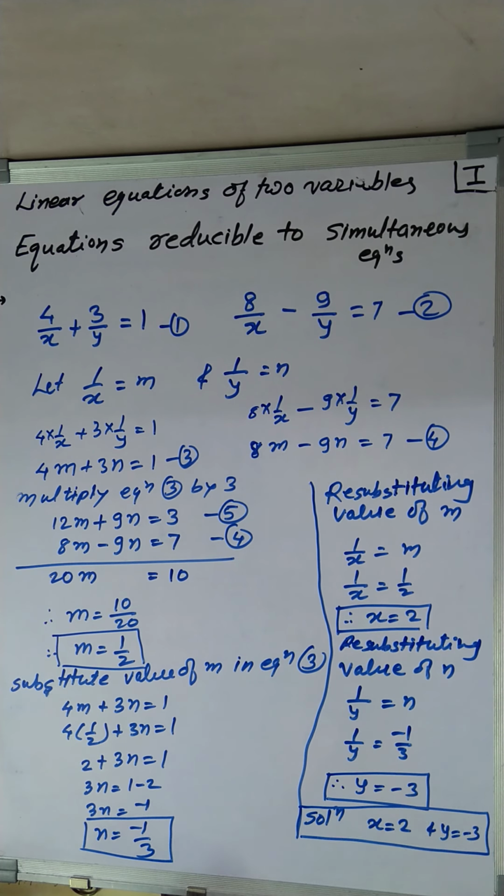This is the method which is called reducible to simultaneous equations. That means the equations are not simultaneous equations, but we can convert them into simultaneous equations and then solve them by any method. Here I solved this equation by the equating coefficient method. You can solve this equation by the substitution method or by Cramer's rule also. Okay. Now we see another example.